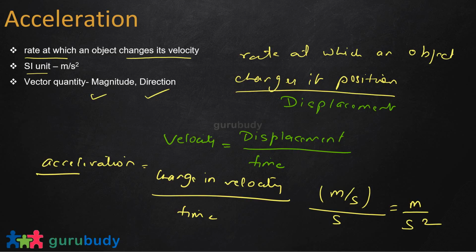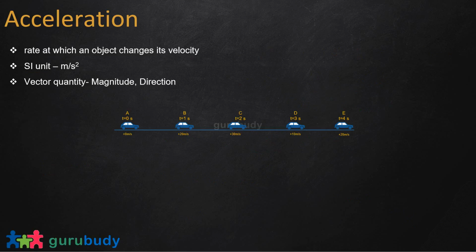Now let's see an example which combines all these points together. Imagine we have a car whose velocity is changing with time. At point A, when time is 0 seconds, that's our reference point, where we are starting to look. Our car is at 0 meter per second, so the car is at rest. After 1 second, we see the velocity of the car is plus 20 meter per second.